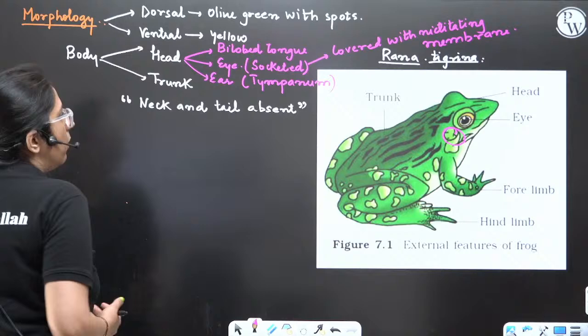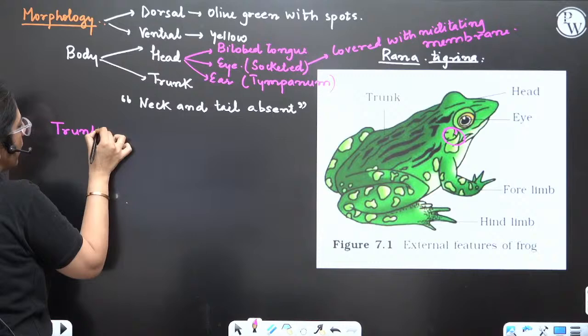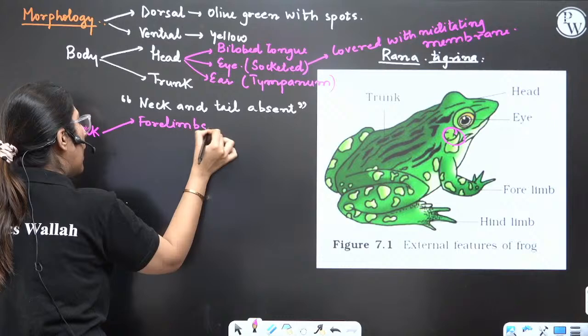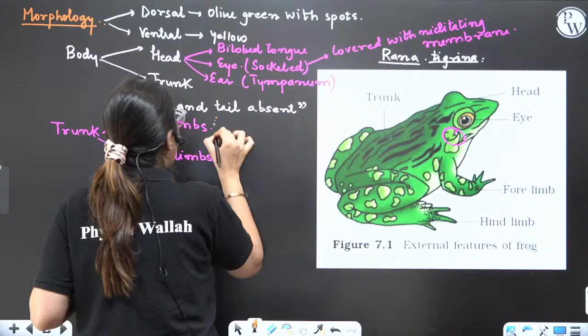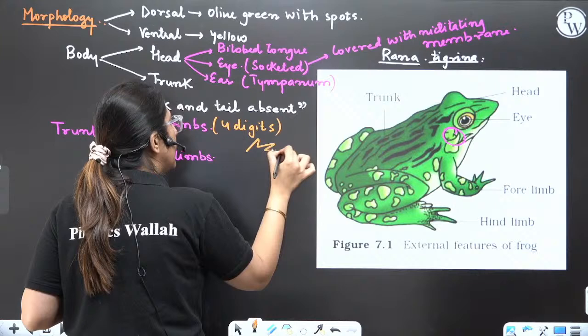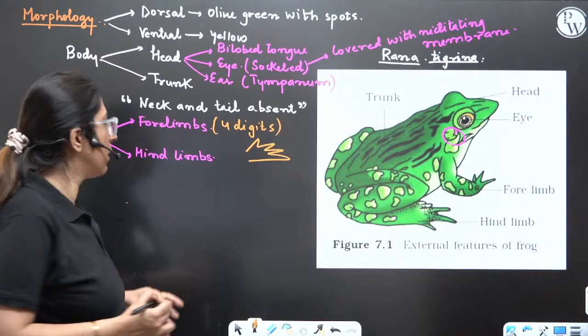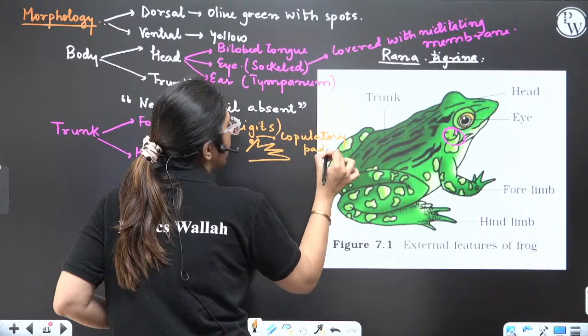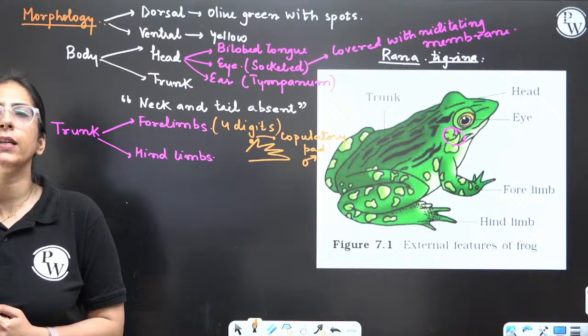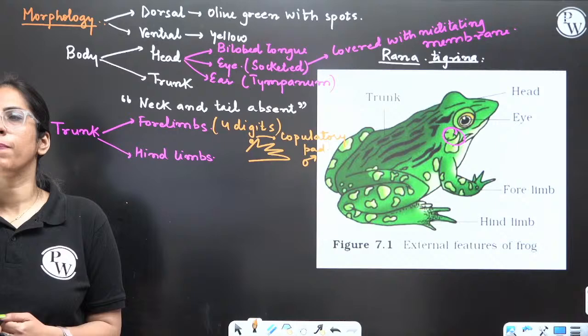Now, moving on to the trunk part. In the trunk part, what can you see? Forelimbs and hind limbs. That's it, right? Four limbs. So what they have is four digits. At the first digit of a forelimb, they have a copulatory pad in case of male, so that they can hold the female at the time of copulation. Yes, that also I'll explain you, Rohit. So that they can easily hold.